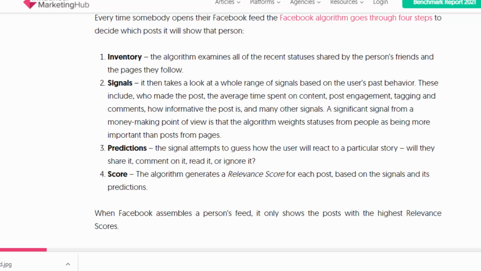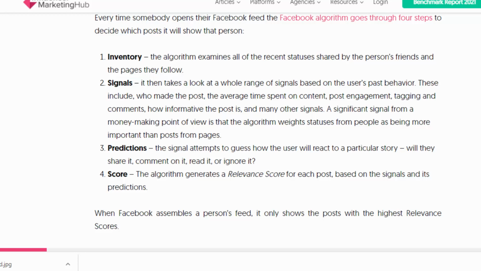Number 2, signals. It then takes a look at a whole range of signals based on the user's past behavior. These include who made the post, the average time spent on the content, post engagement, tagging, and comments, how informative the post is, and many other signals. A significant signal from a money making point of view is that the algorithm weights statuses from people as being more important than posts from pages.